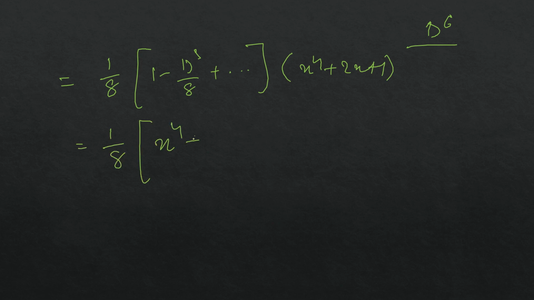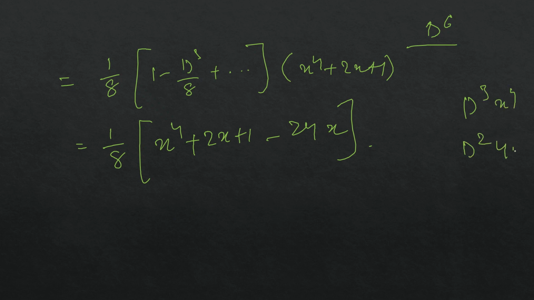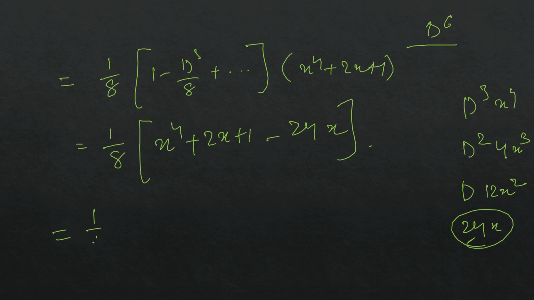So 1 by 8. First term will be 1 multiplied with x fourth plus 2x plus 1, so it will be same. Minus D cube means third derivative of this one. D is 4x cube, D square is 12x square, D cube is 24x. Yeah, 24x. The rest is 0. So if I write it again, 1 by 8, x fourth plus 2x plus 1 minus 24x.